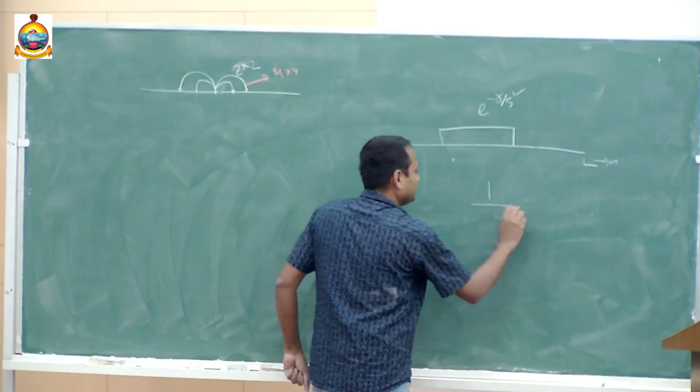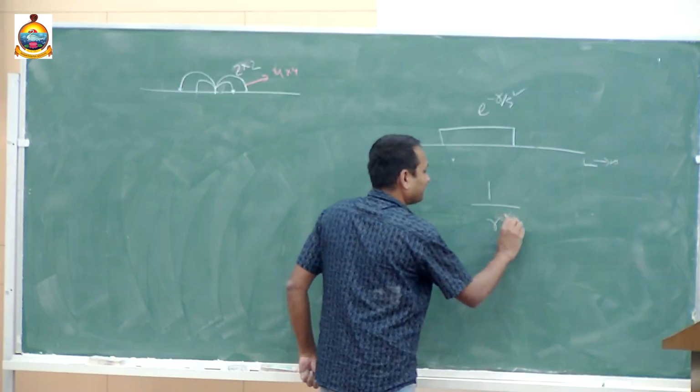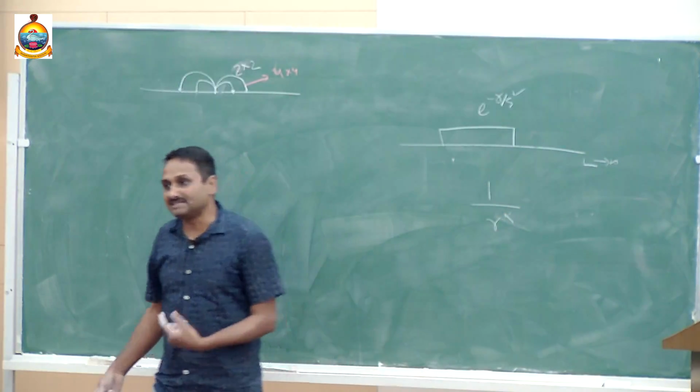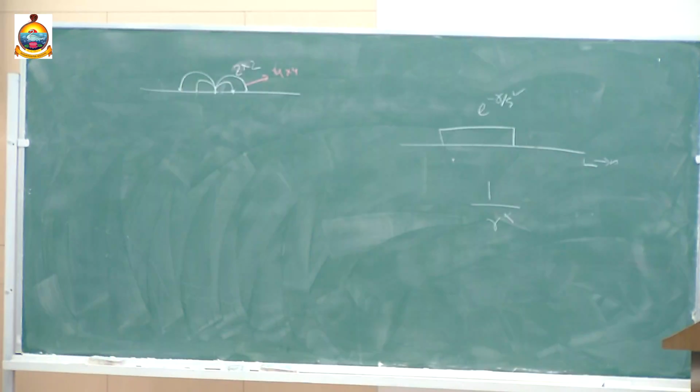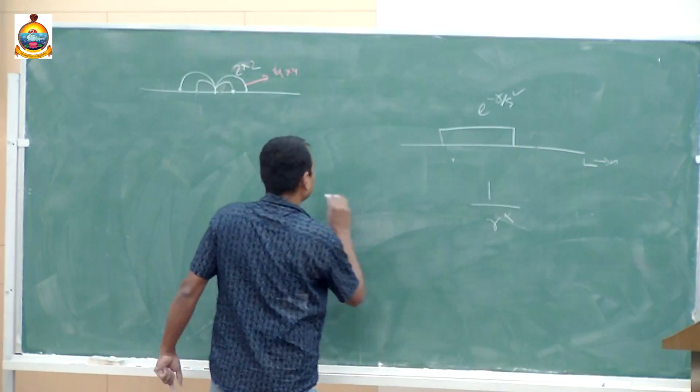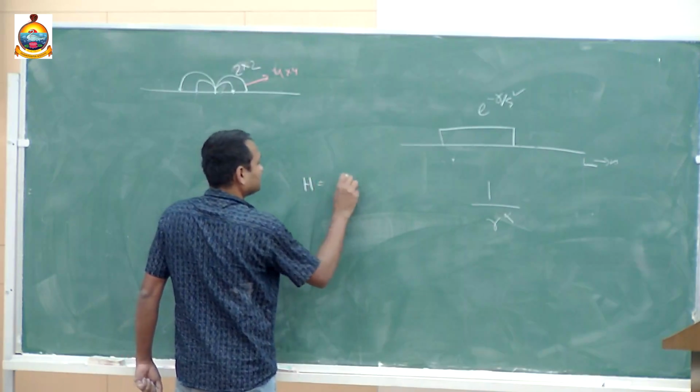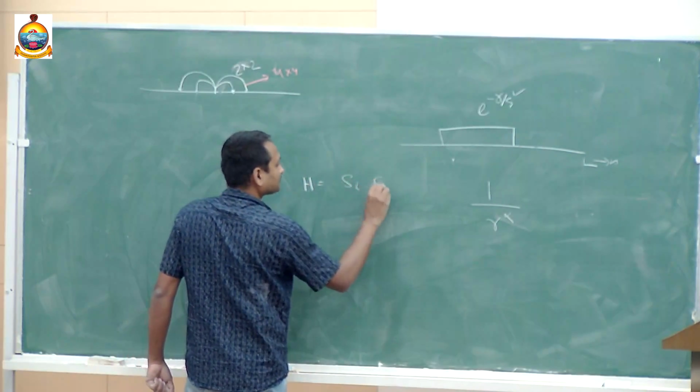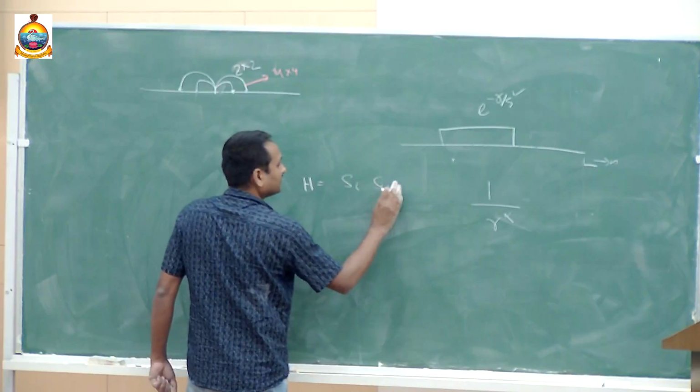Now the case is 1 by r to the power alpha. This is generally a long range interaction. If you take the Ising model, for example, let me say what I mean here. The Hamiltonian is H equal to S of i times S of i plus r.